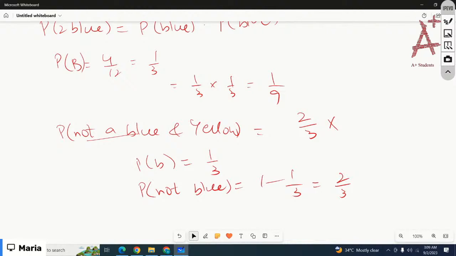And the probability of yellow is 1 over 6. So it would be 2 times 1 over 6, which is 2 over 18, that is 1 over 9. The correct option is 1 over 9, right?